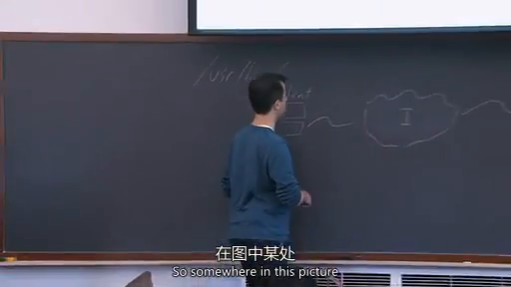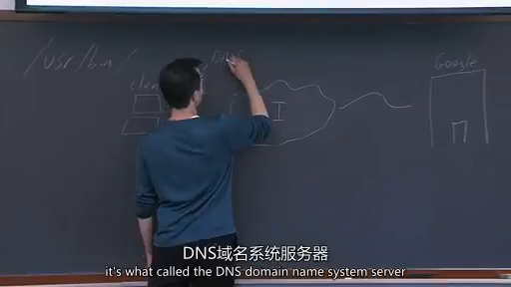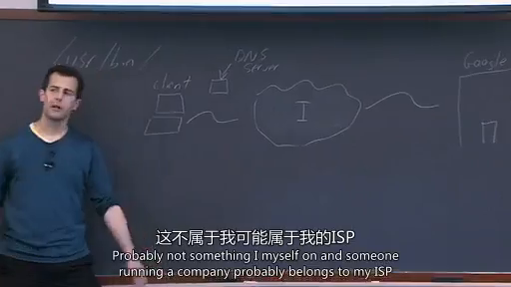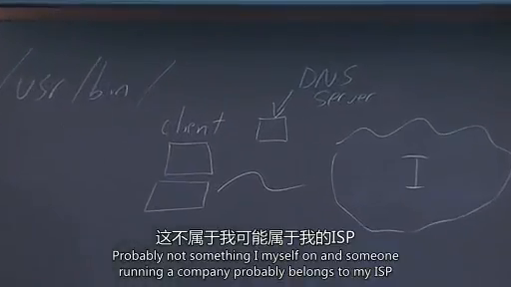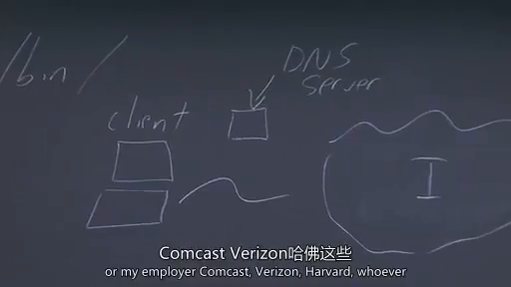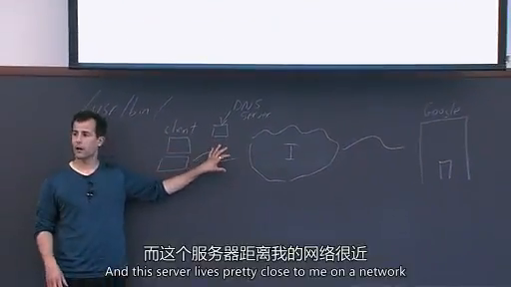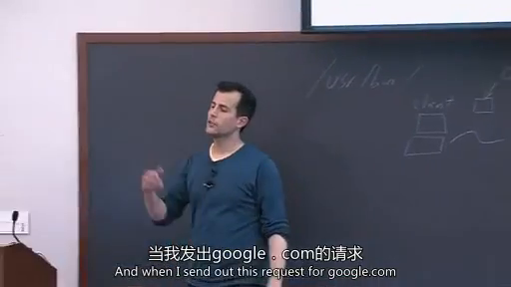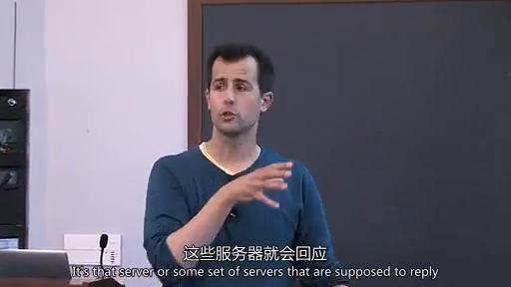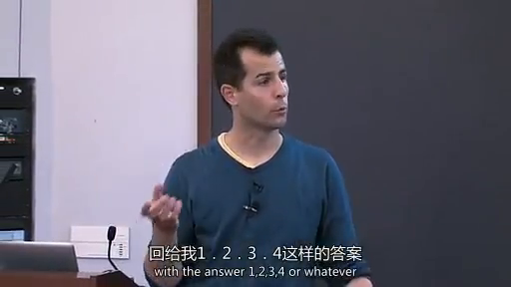So somewhere in this picture, probably around here in this picture, is what's called a DNS, domain name system server. Now, whose is that? It's probably not something I myself own unless I'm running a company. It probably belongs to my ISP or my employer, Comcast, Verizon, Harvard, or whomever. And this server lives pretty close to me on a network. And when I send out this request for google.com, it's that server or some set of servers that are supposed to reply with the answer, 1.2.3.4 or whatever.